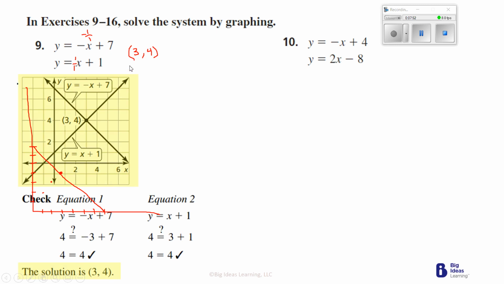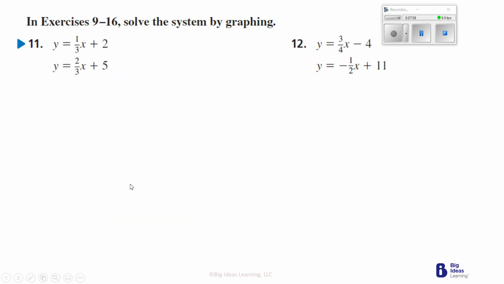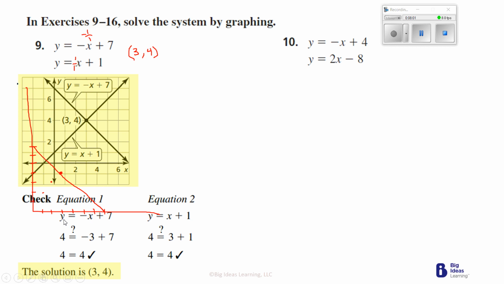Okay. And the way to check this is we're going to plug these numbers in here. So I'm going to go ahead and check it. Well, they did it right here, didn't they? They said that y equals -x plus 7. They replaced y with 4, x with 3, so that's a -3. 7 minus 3 is 4. That worked. And over here, they replaced y with 4 and x with 3, and 1 plus 3 does equal 4. All right, 10 is yours to do.